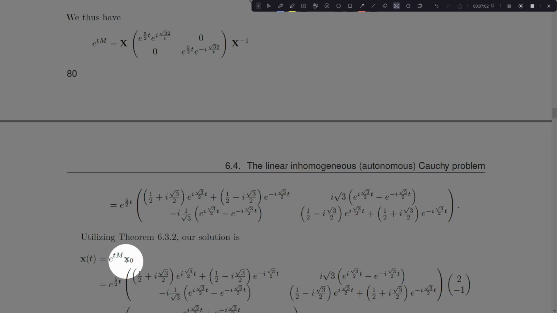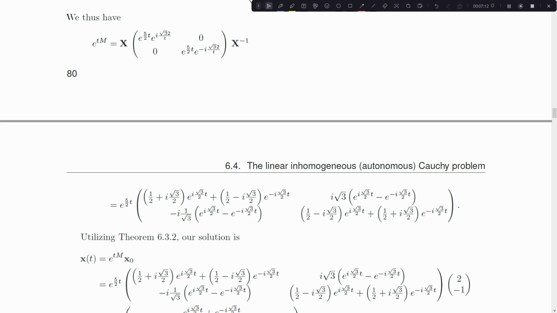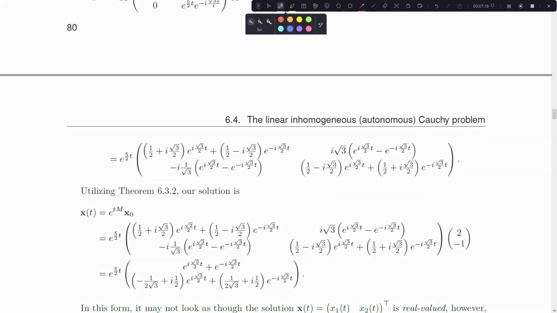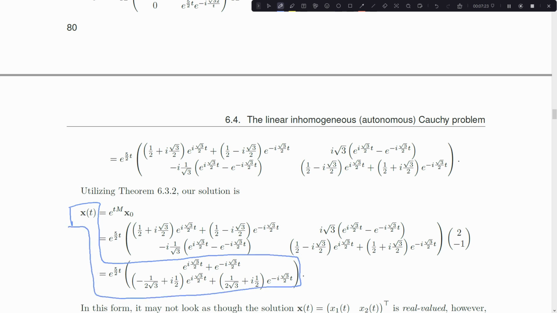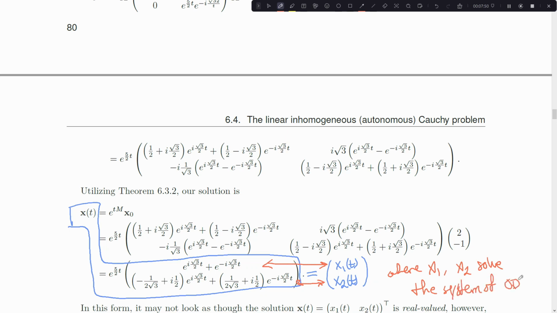If we act the matrix exponential on the initial condition, which, let's recall, was the vector (2, -1), we recover a vector. This is now x of t, a vector which depends on time. And that vector is x1 of t, x2 of t. So the entries, we can pair them one to one, where x1, x2 solve the system of ODEs from the beginning.